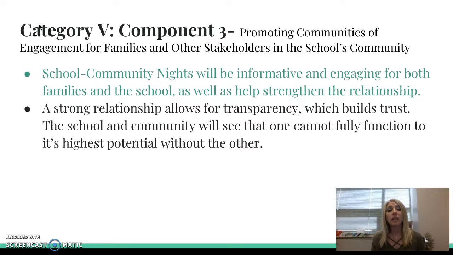Promoting the communities of engagement for families and other stakeholders in the school community. If you have school community nights, these can be informative and engaging for both families and the school, and it will help strengthen that relationship. And a strong relationship allows for transparency, which builds trust. The school community can see that neither can fully function without the other, and in order for the school and the students to achieve at their highest potential, you have to work together.